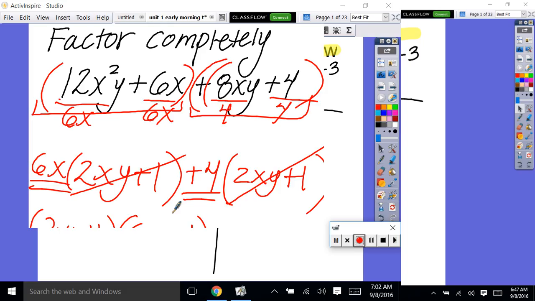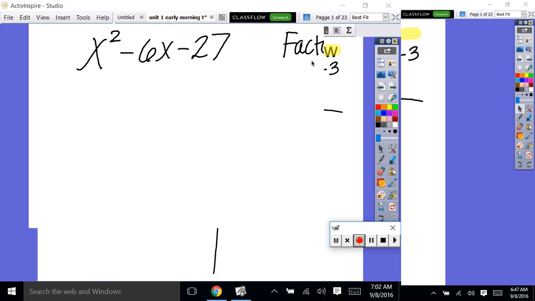See how this one had 4 terms? We wouldn't do the quadratic. Oh, sorry, I had to sneeze. That was crazy. Factor means stop at factoring, not solve it.